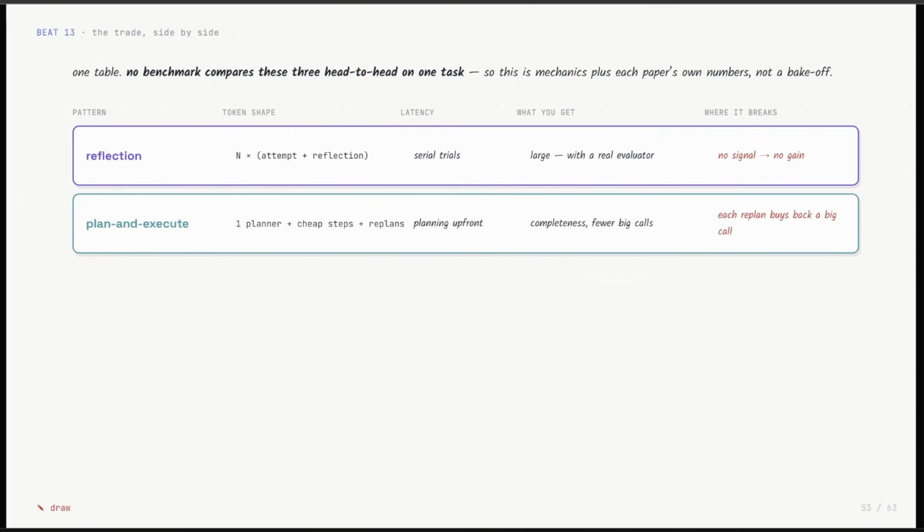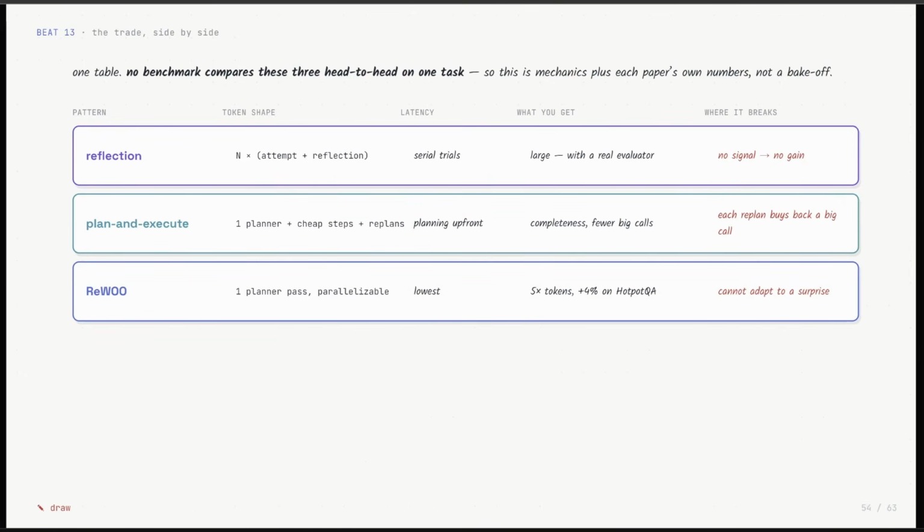After that, we have plan and execute. It's one planner call, then cheap executor steps, plus a replan whenever reality deviates, which is a nice improvement compared to reflection. Latency is spent up front. What you get is completeness and far fewer big model calls. Where it breaks is that every replan buys back a big call. So a volatile environment erodes the latency savings and the token savings that you're already making. So it's a trade-off.